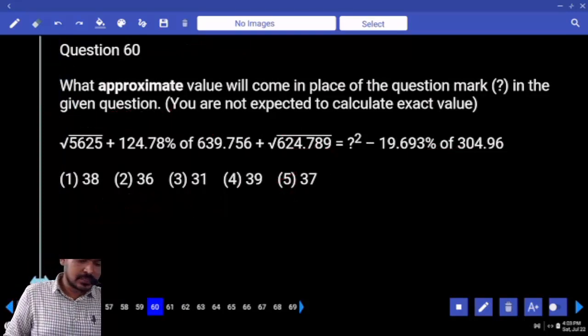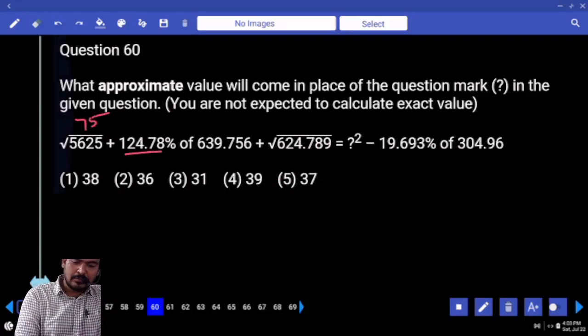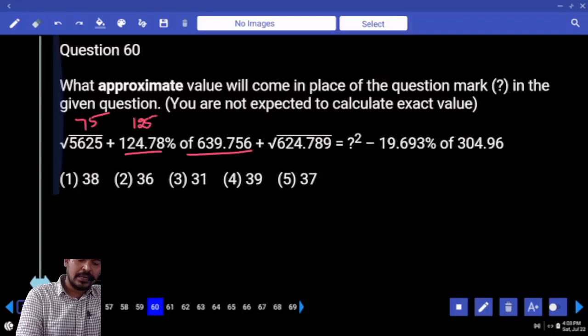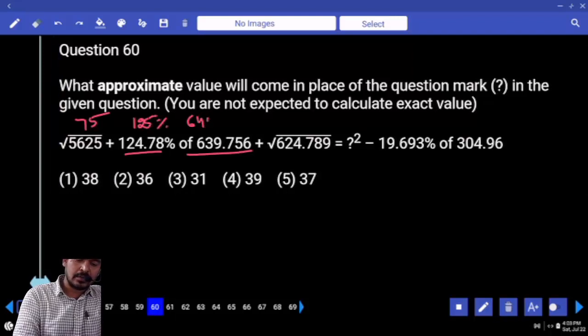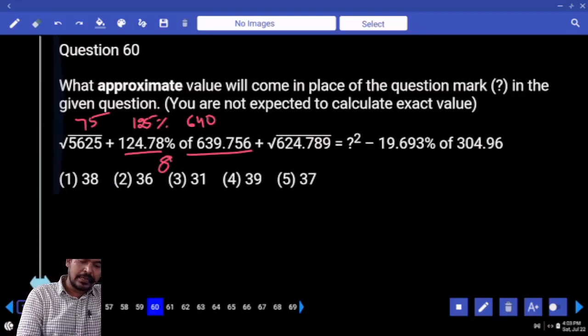Question number 60. Square root of 5625, 75. 125% of which one? 640. What is the 100% value? 640. What is the 50% value? 320. 25% value? 160. Then 640 plus 160, that is 125%. Total it is 800 plus already here 75.